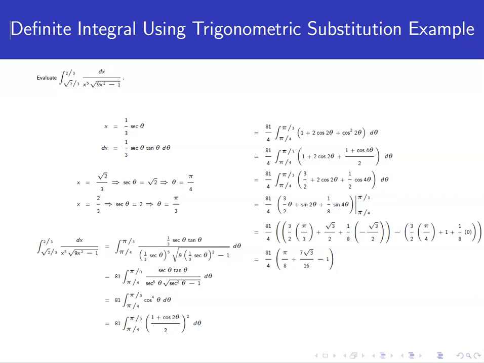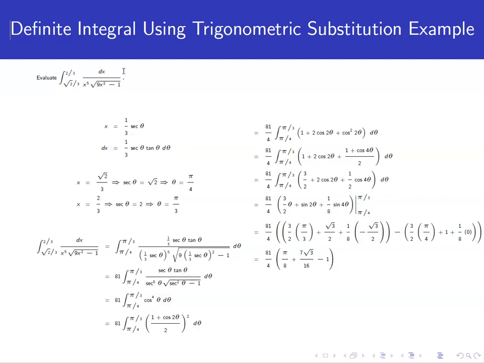So we're being asked to evaluate the definite integral from root 2 over 3 to 2/3 of dx over x to the 5th times the square root of 9x squared minus 1. Looking at what's under the radical, I've got variable squared minus constant. That tells me I need to use secant in my trig substitution. Again, I need to end up with secant squared minus 1, so I need to put a 1/3 in front of my secant theta so that when I square it, I get a 1/9, and it'll cancel the 9 in front of that x squared.